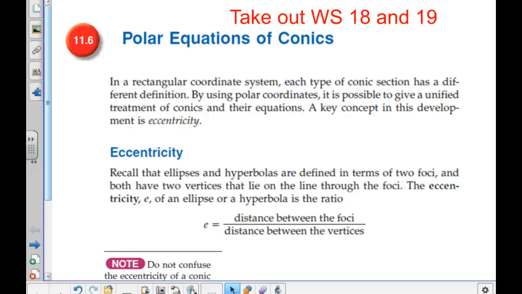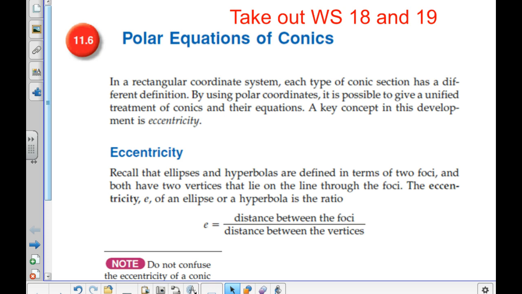All right, we're going to talk about eccentricity today. The idea is that eccentricity will help us determine what a polar graph is going to be, predict what a polar graph is going to be. And if we know something about eccentricity, we can predict how stretched an ellipse or hyperbola is going to be. Okay, those are the purposes of learning about eccentricity.